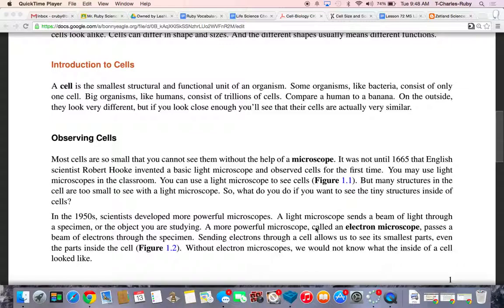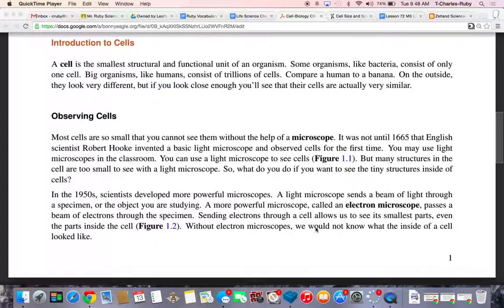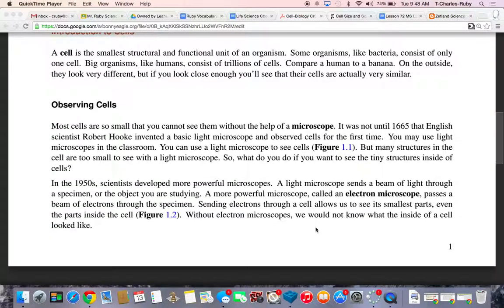You can use light microscopes to see cells in Figure 1.1. But many structures in the cells are too small to see with a light microscope. So, what do you do if you want to see tiny structures inside cells? In the 1950s, scientists developed a more powerful microscope. A light microscope sends a beam of light through a specimen or the object you are studying. A more powerful microscope, called an electron microscope, passes a beam of electrons through the specimen. Sending electrons through cells allows us to see the smallest part, even the parts inside the cell.